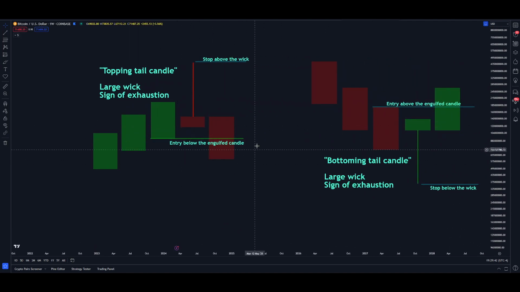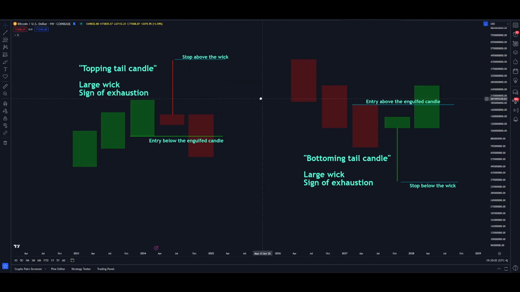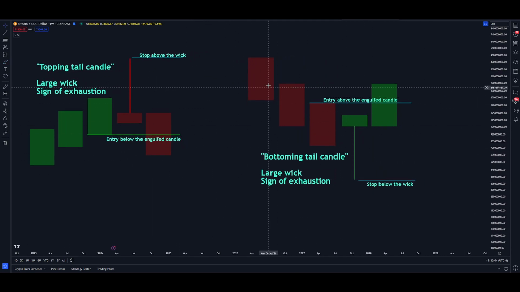And then once you get the engulfing to accompany it like this, you have an actual sell setup that you can follow. Entry is below this engulfed candle, which is being engulfed by this one, and your stop loss or your invalidation goes above this wick. Okay? And then the exact same on the flip side.